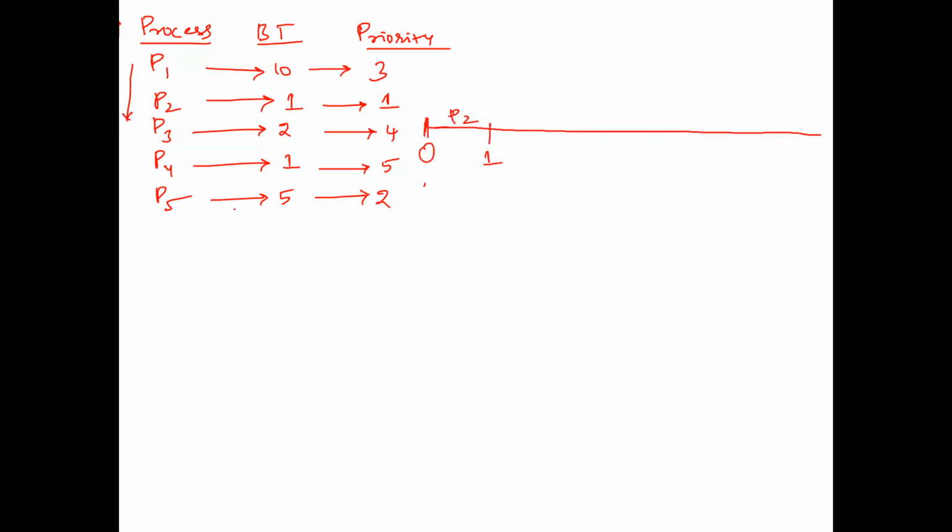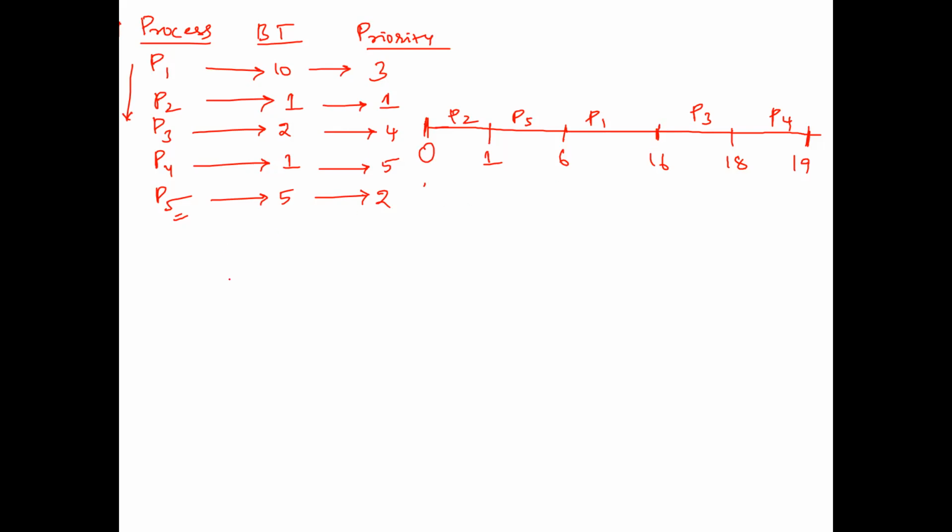Then the next priority is given to P5. P5 will consume its burst time of 5, so 1 plus 5 is 6. The next priority is given to P1, the third priority, and it takes 10 units of time, so it is 16. After P1, P3 will take place and its burst time is 2, that is 18. After P3, P4 is the last process. It takes only 1 unit of time, that is 19. So this is your Gantt chart, right?